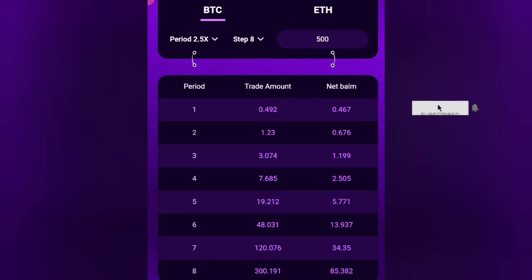So if the first entry is a loss, then you move to the second entry amount, which is this $1.23 based on your capital. Remember, the moment you enter your capital here, the calculator will automatically simplify how much you should enter each trade with. So if the second entry is also a loss, you have to move to the third entry, which is this $3.07. If the third entry is also a loss, then you move to the fourth one. But if the third entry is a win, you go back to the first entry, which is 0.49. I hope you guys understand.